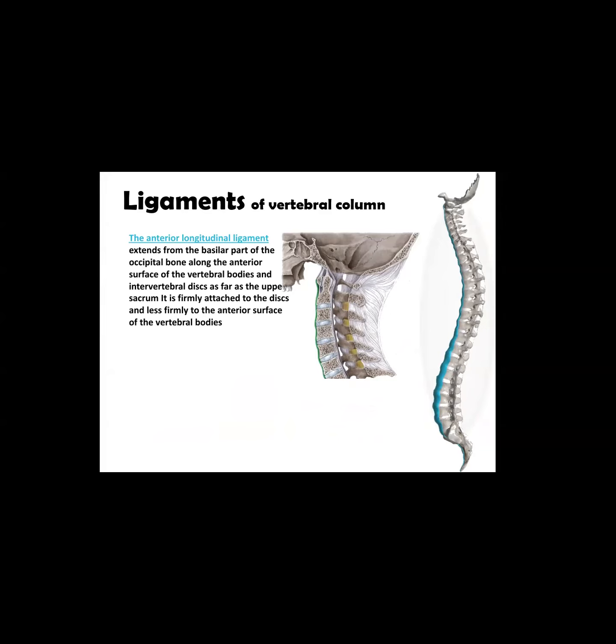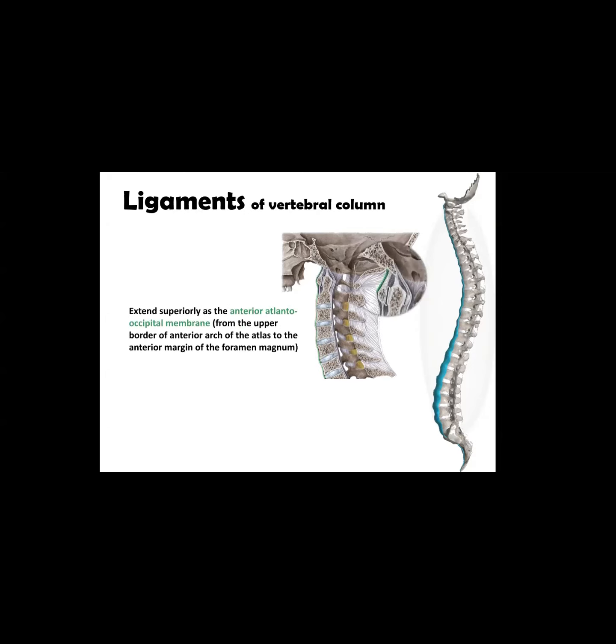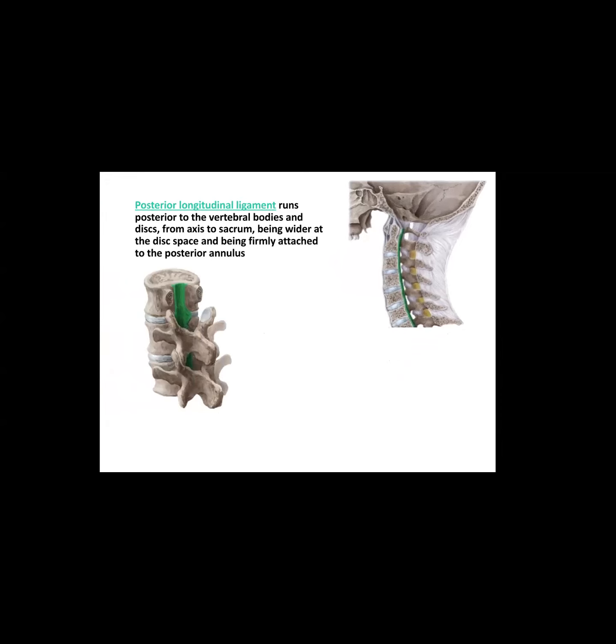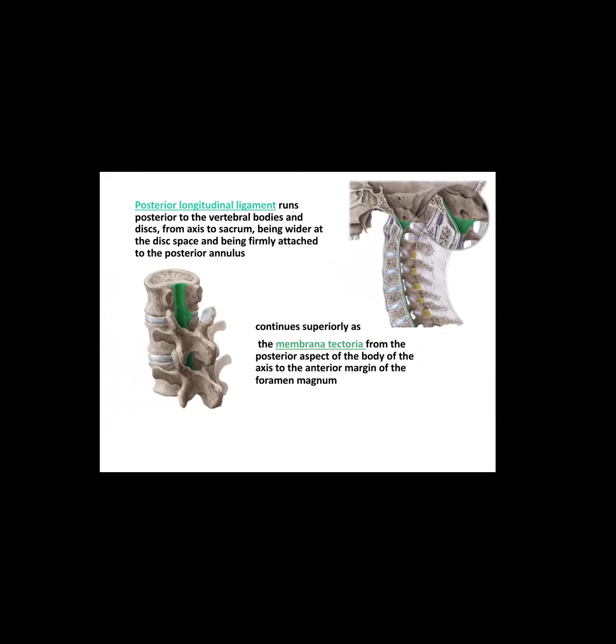It is firmly attached to the disc and less firmly to the anterior surface of the vertebral body. It extends superiorly as the anterior atlanto-occipital membrane from the upper border of the anterior arch of the atlas to the anterior margin of the foramen magnum. The posterior longitudinal ligament runs posterior to the vertebral bodies and disc from the axis to the sacrum, being wider at the disc space and firmly attached to the posterior annulus. It continues superiorly as the membrana tectoria from the posterior aspect of the body of the axis to the anterior margin of the foramen magnum.